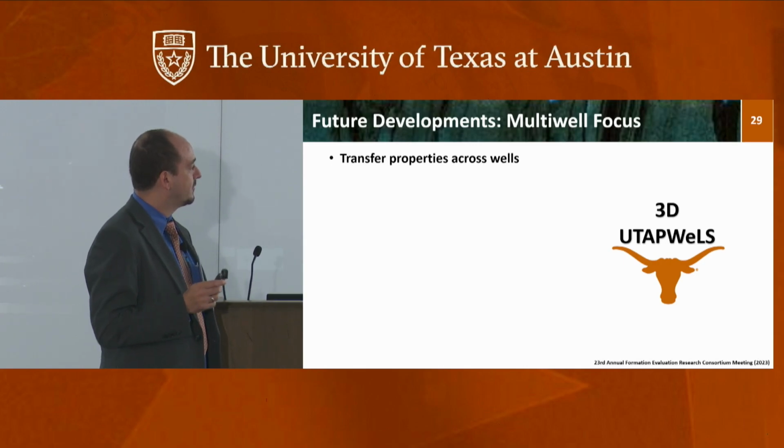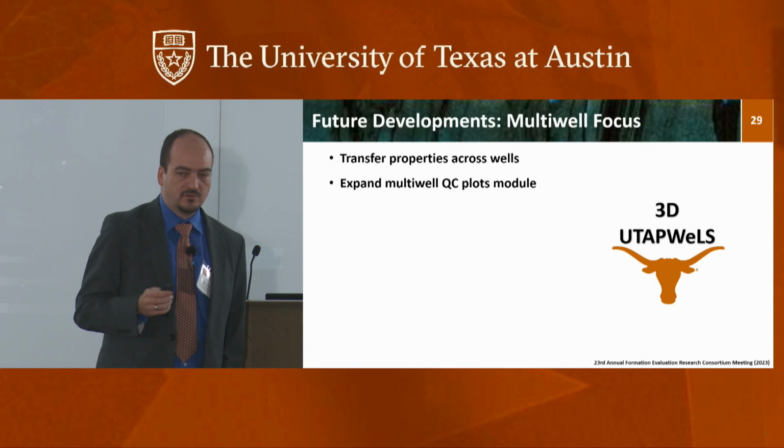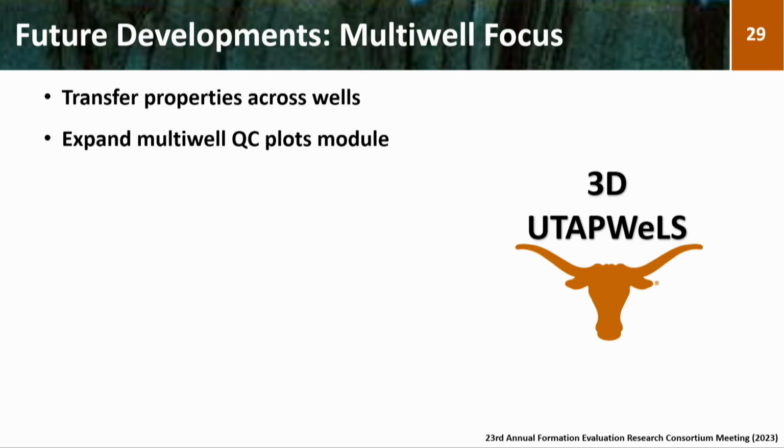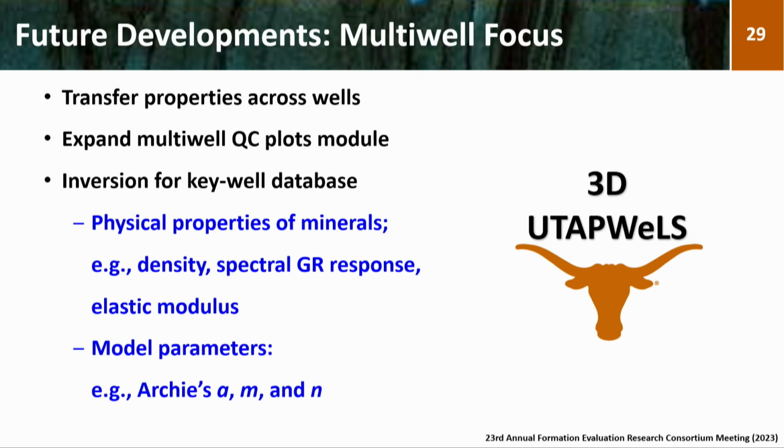Also, we want to be able to transfer properties across wells regarding multi-well focus. We want to expand the multi-well QC plots so that if you have inversions in multiple wells, it's easy for you to visualize the deviations and so on. We want to have a module that allows you to invert for a key well database or just the database. If you have a key well with more data or the interpretation has been done a little more thoroughly, we want to be able to invert for density or spectral gamma ray response for specific minerals so that it's optimized for that field, and you can propagate that to all the wells within that field or within that formation and use it. Also parameters.